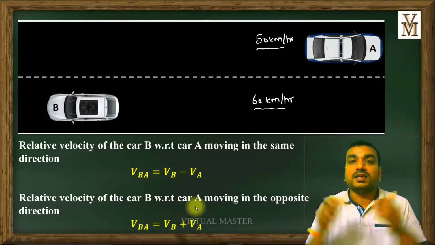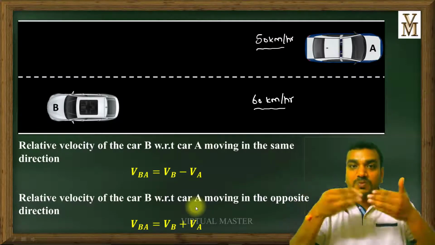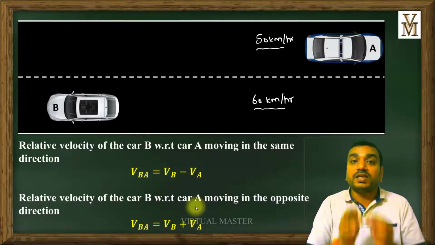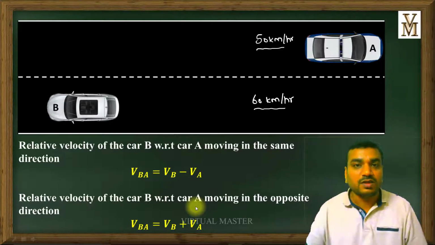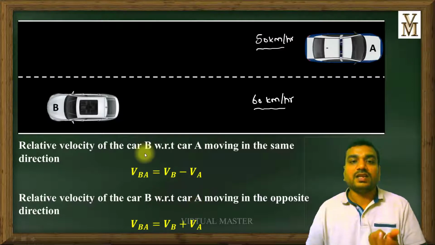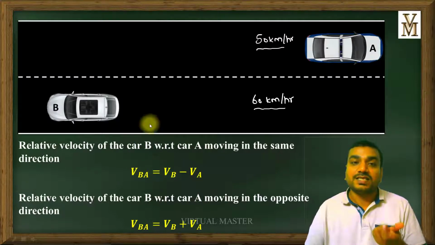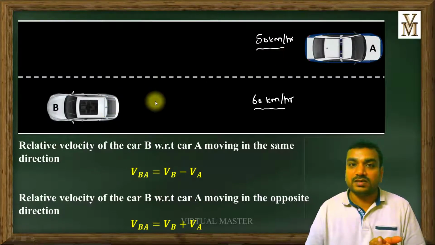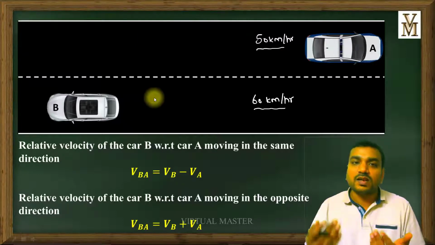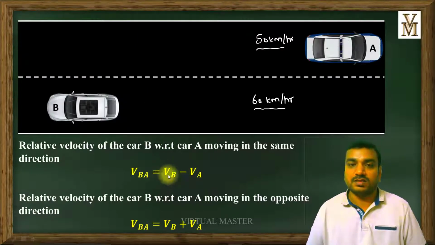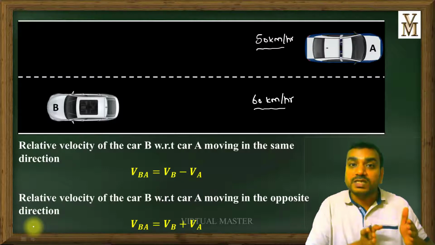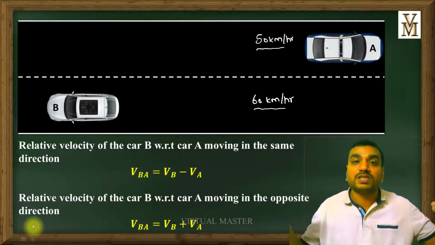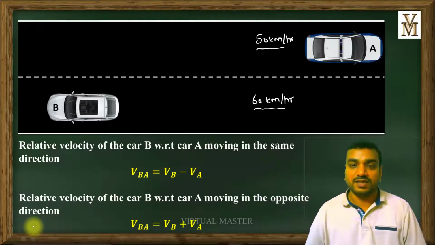Okay, that is, whenever the objects are moving in the opposite direction, the relative velocity will be equal to the sum of the individual velocities of the objects. In our case, I am explaining with the example of the two cars which I have taken. In general also you can use the same formulas. I hope everyone has understood how to find the relative velocity of the objects when the objects are moving in the same direction and when the objects are moving in the opposite direction.